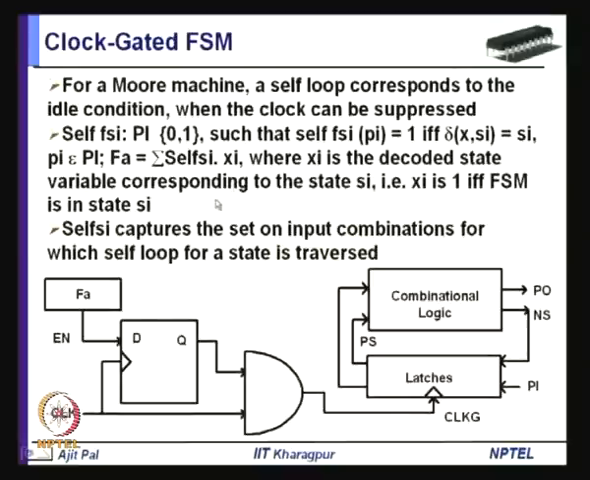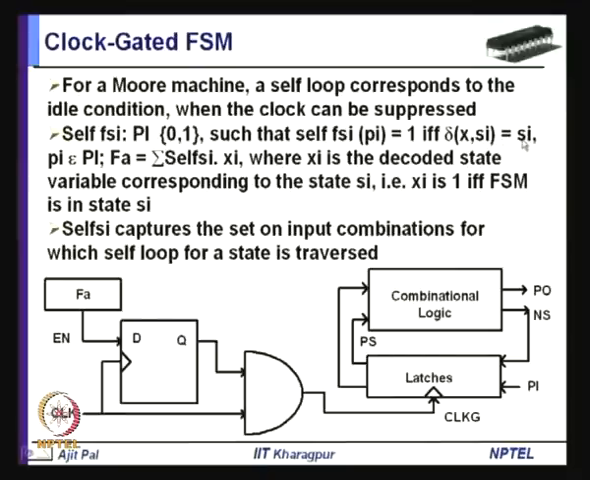Now, I shall consider a specific case of a Moore machine. For a Moore machine, a self loop corresponds to the idle condition when the clock can be suppressed. So, a self loop like the one that I have shown can be detected, and in that case the clock can be suppressed. Here the self loop Self_i, where the primary input can be 0 or 1, is such that Self_i(PI) is equal to 1 if and only if delta(x, S_i) is equal to S_i.